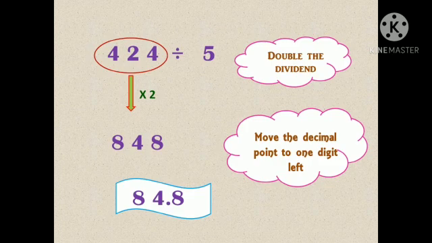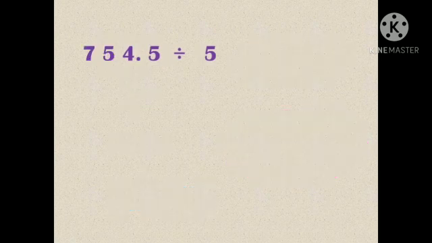So let me repeat it again. Instead of dividing by 5, we are going to multiply the dividend by 2. And finally, we move the decimal point one digit left. Doubling the number is very easy, so we can get the answer very quickly. Now let us solve another problem using the same shortcut trick.